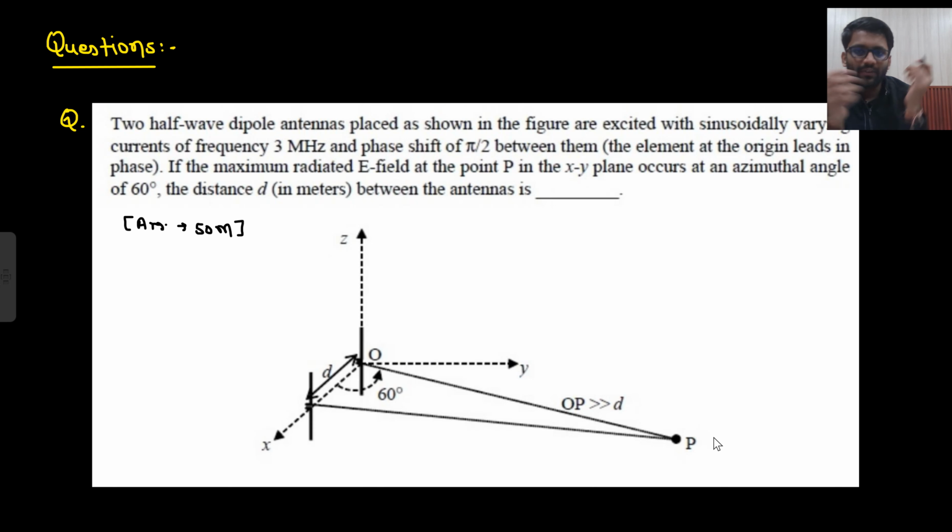So let's start this question. Two half-wave dipole antennas are placed as shown in the figure, excited with a sinusoidally varying current of frequency 3 megahertz.